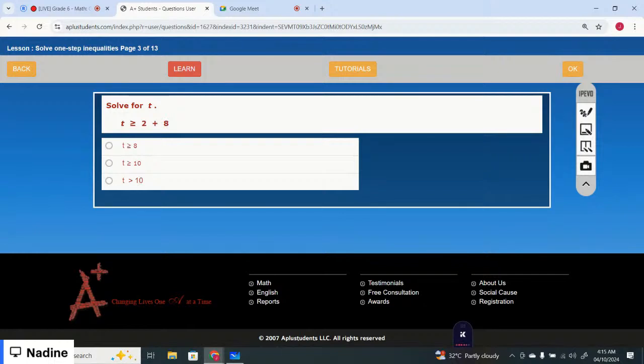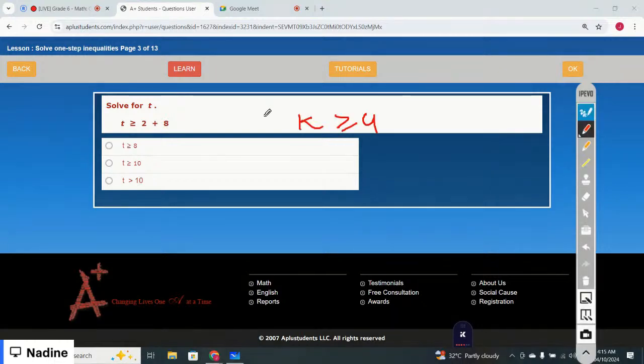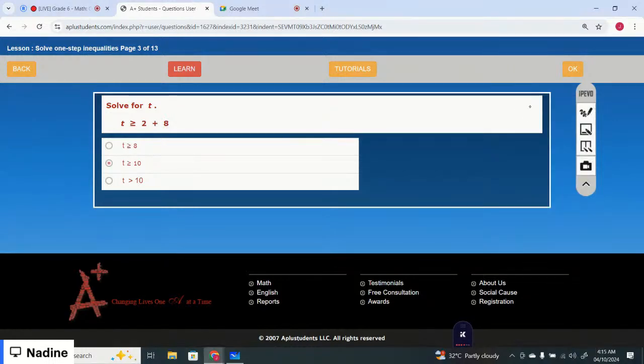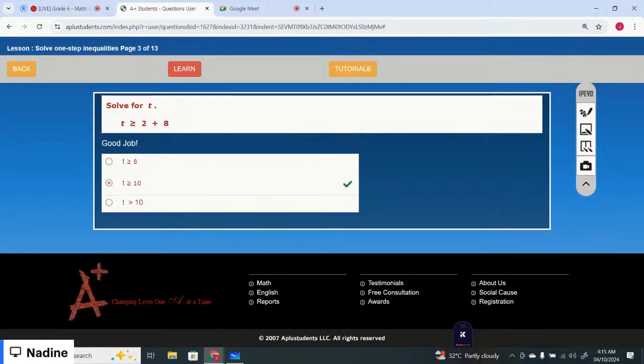Okay, the next one is solve for T. T is greater than or equal to 2 plus 8. So which is the correct option? You need to add, right? 2 plus 8 is 10. So that is T is greater than or equal to 10. Yes, very good. That's option number 2. Option number 2 is the correct option.